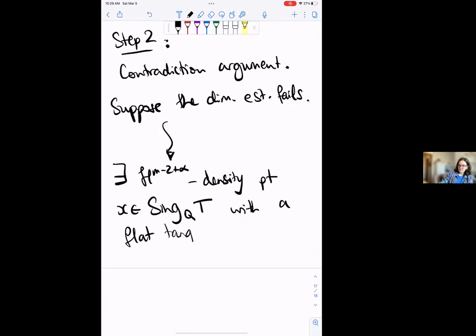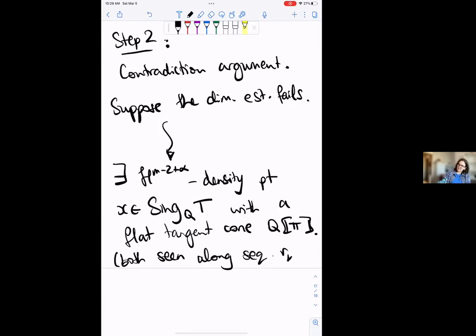Flat tangent cone, which is Q copies of some m-dimensional plane pi. And implicitly, these two criteria, the density point and the existence of the flat tangent cone, come with sequences, right? For the density point, you extract some sequence along which you see this positive m-2+alpha dimensional clustering. For the other one, you see the sequence along which you get this cone. But it's actually not too much work to show that you can take the same sequence for both. So we may assume that both of these behaviors are seen along the same sequence r_k going down to 0.